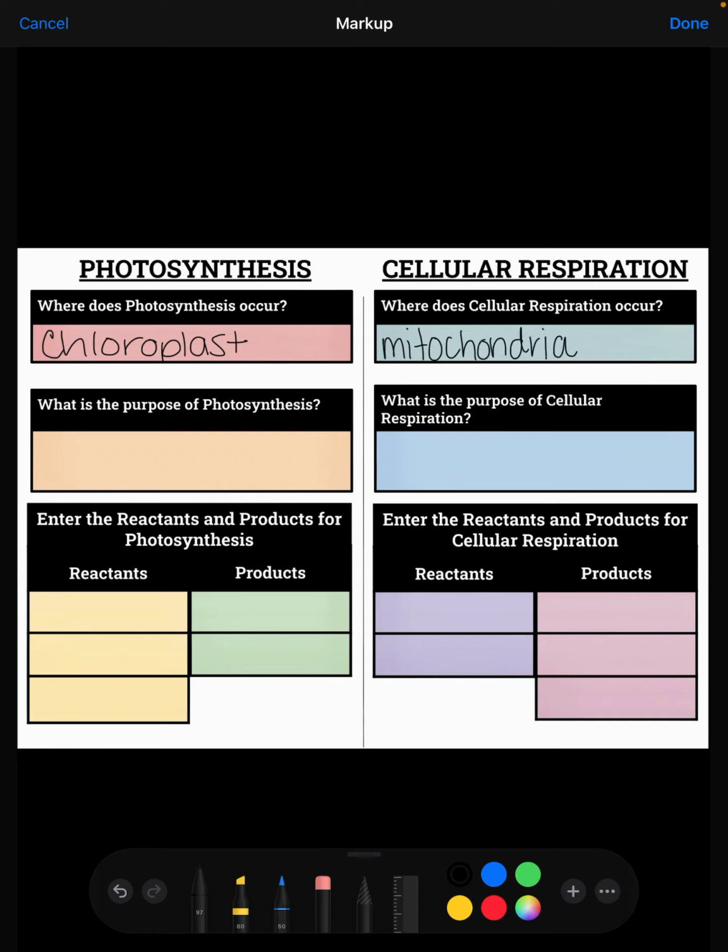That will be the organelle that you guys will never forget. And when anyone asks you what is the mitochondria, you will say the powerhouse of the cell. This is where we create energy for the cell. What is the purpose of cellular respiration?